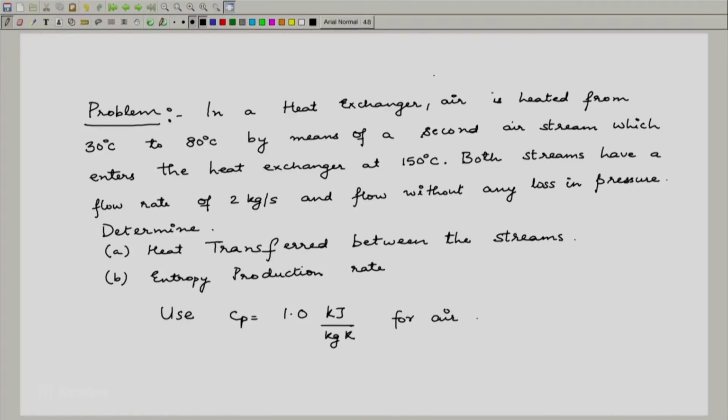In a heat exchanger, air is heated from 30 degrees centigrade to 80 degrees centigrade by means of a second air stream which enters the heat exchanger at 150 degrees centigrade. Both streams have a flow rate of 2 kilograms per second and flow without any loss in pressure. Determine the heat transferred between the streams and the entropy production rate. And we have been told to use Cp for air as 1 kilojoule per kilogram Kelvin. So, let us see how we approach this problem.